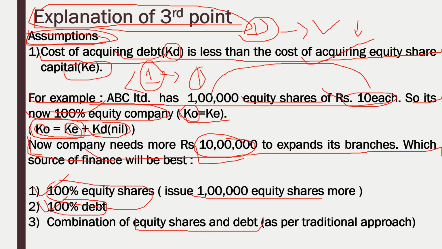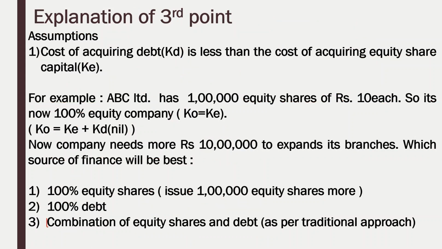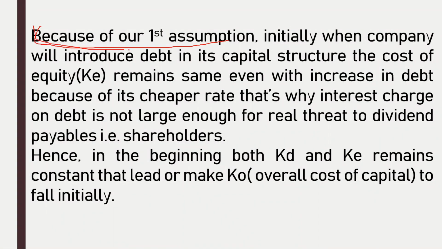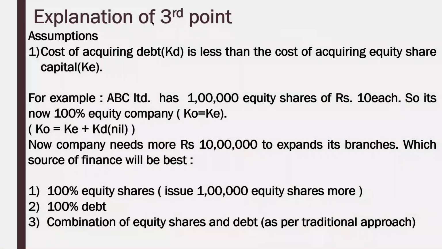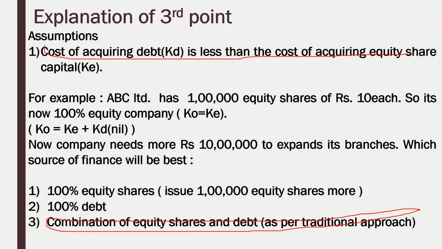As we know, the traditional approach emphasizes that we should use both equity shares and debt in our capital structure, so the third option will be optimum for our capital structure. So according to the traditional approach, we should use the third option, a combination of equity share and debt in our capital structure. This is because of our first assumption that our cost of acquiring debt is less than the cost of acquiring equity share capital.